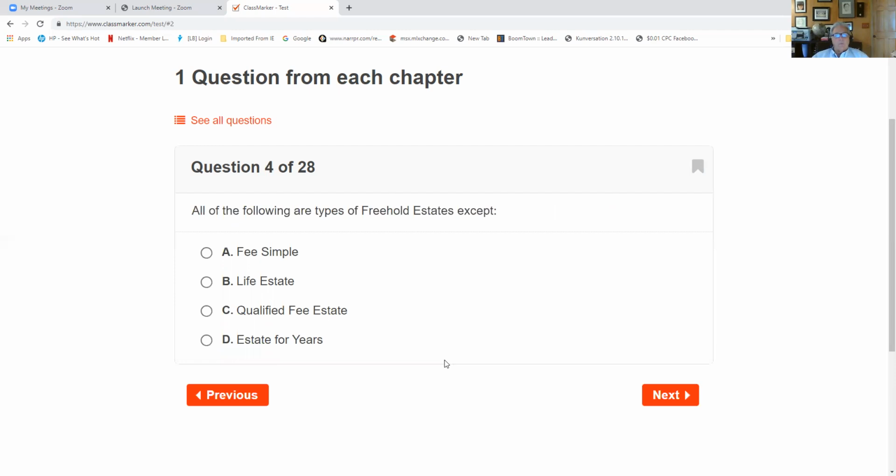Now, a question from chapter 4. All of the following are types of freehold estates except. So an estate for years is a type of a lease. Freehold estates are fee simple, life estate, or qualified fee estate. And fee simple estates are examples of real property ownership. An estate for years is a type of a lease or a personal property right, also known as a leasehold estate.